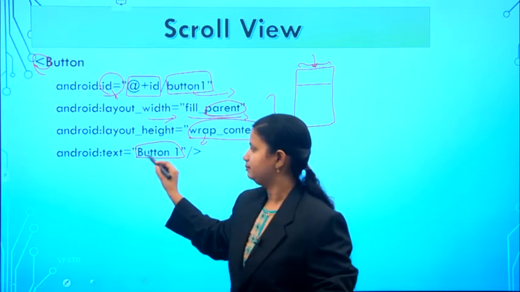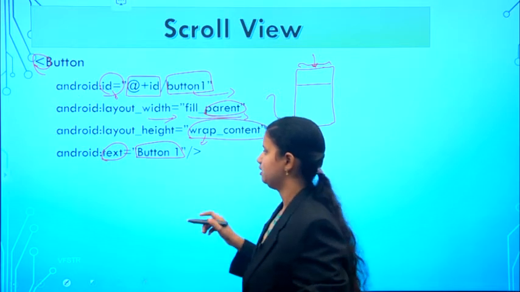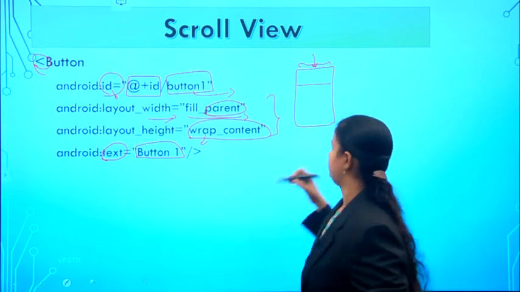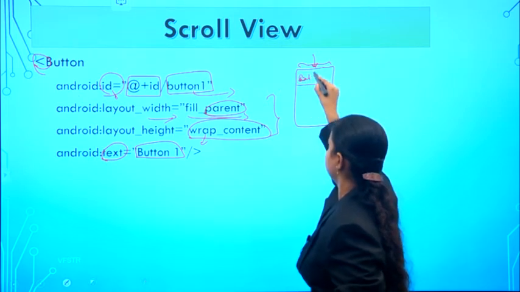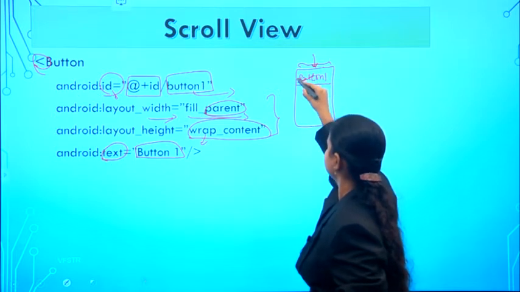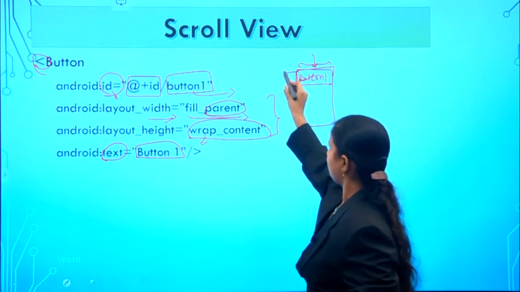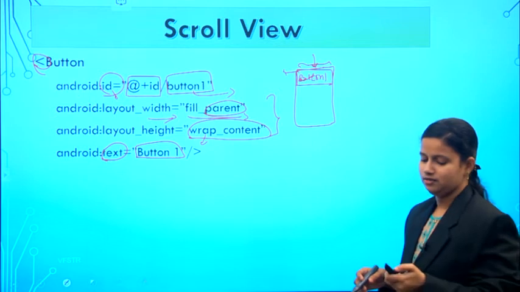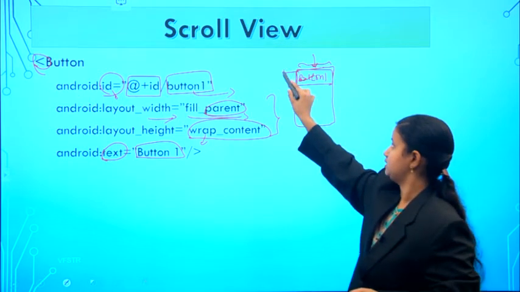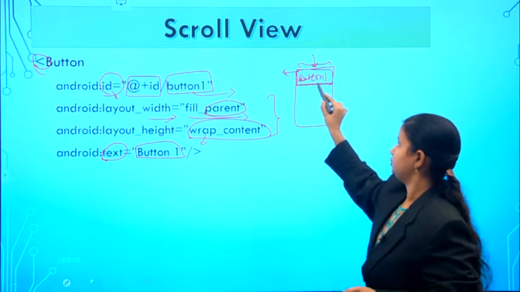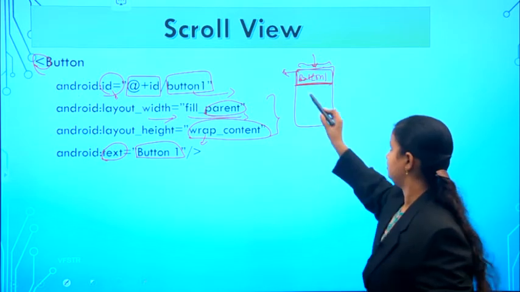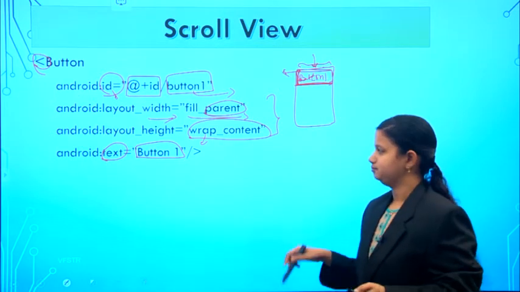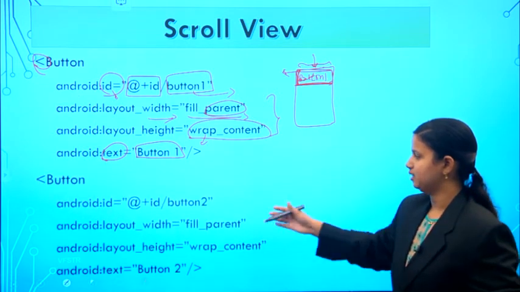The button text property is the message or button name that will be displayed, which is button1. So I am creating button1. It will start from the top left. Why? Because in the linear layout we gave vertical, so that's why it will consider this. The width is allocated to fill parent, and the height is whatever the content size is. And the next thing is we have another button.